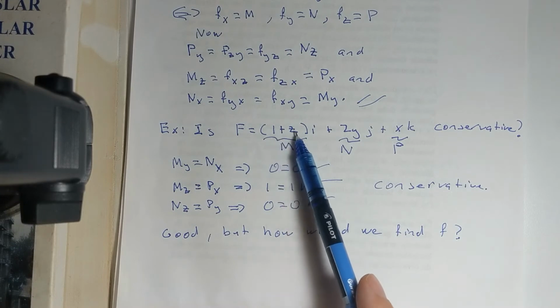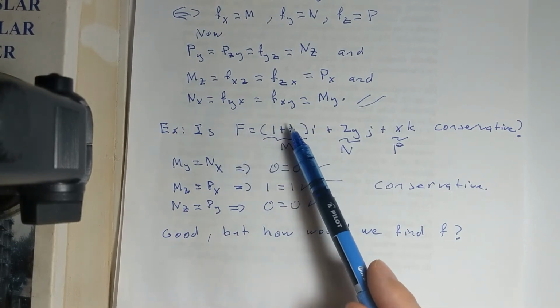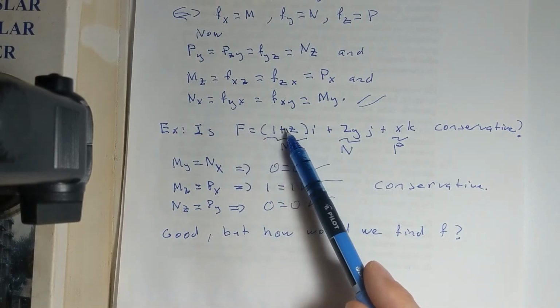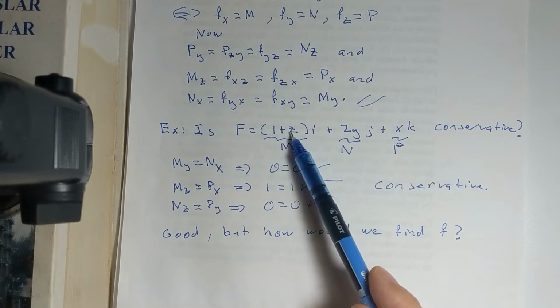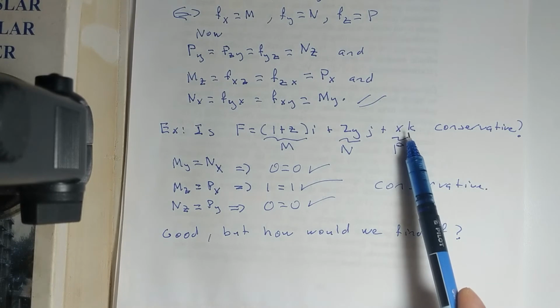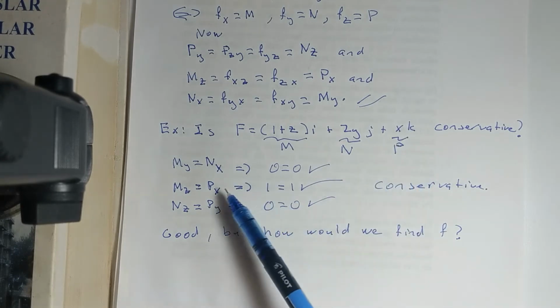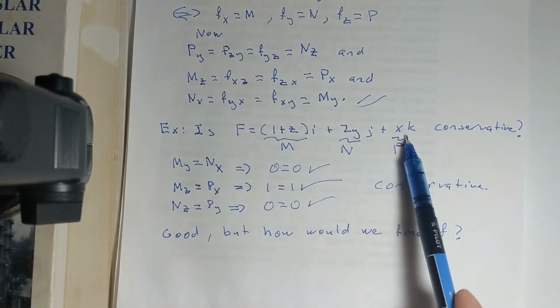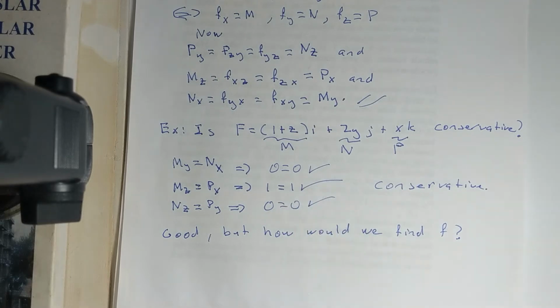So m sub z here would be 1. That is f sub xz. I want that to be the same thing as f sub zx. In other words, f sub z is p, so p sub x. Look at p sub x. That's again 1. So 1 equals 1.